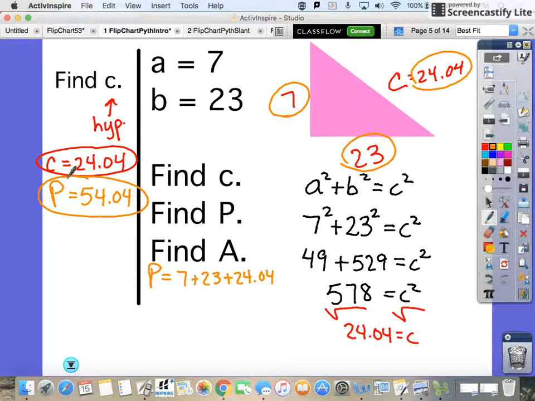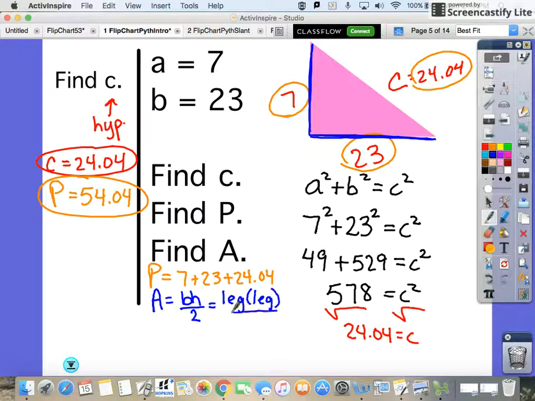And then last we need to find A, which is area. Area is base times height, divided by 2 for a triangle. With triangles in the Pythagorean theorem, you can think of it as leg times leg divided by 2. So for us, that's 7 times 23 divided by 2. Which is 80.5.